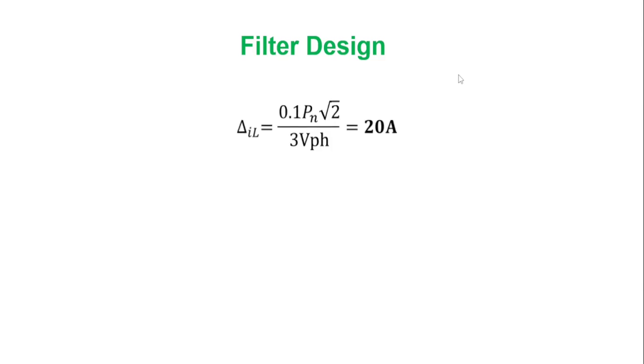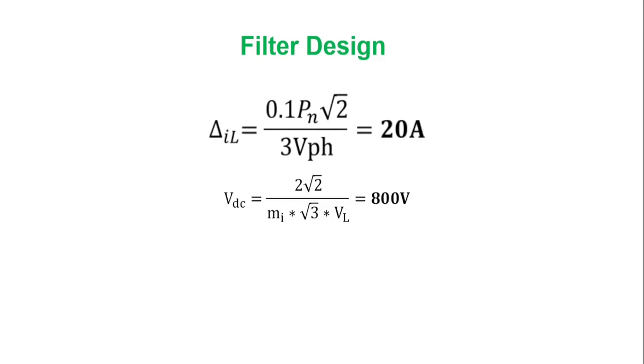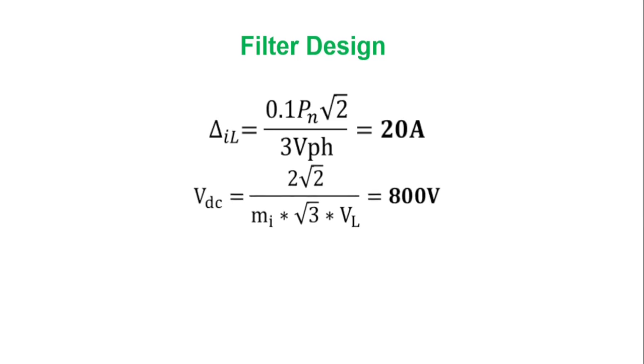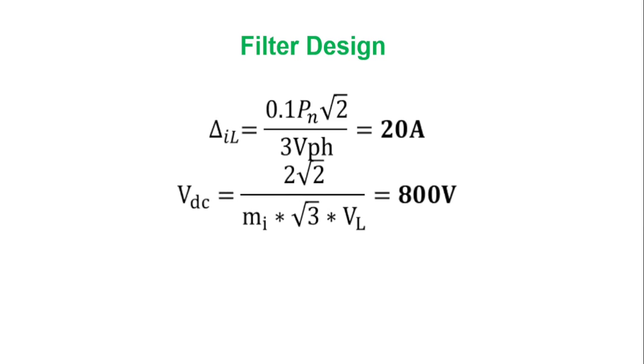The VDC has been selected as 800 volts. After the calculation gave us 816, so we selected the closest, which is 800 volts. Remember, the modulation index MI is selected as 0.8, and remember it shouldn't be above 1.